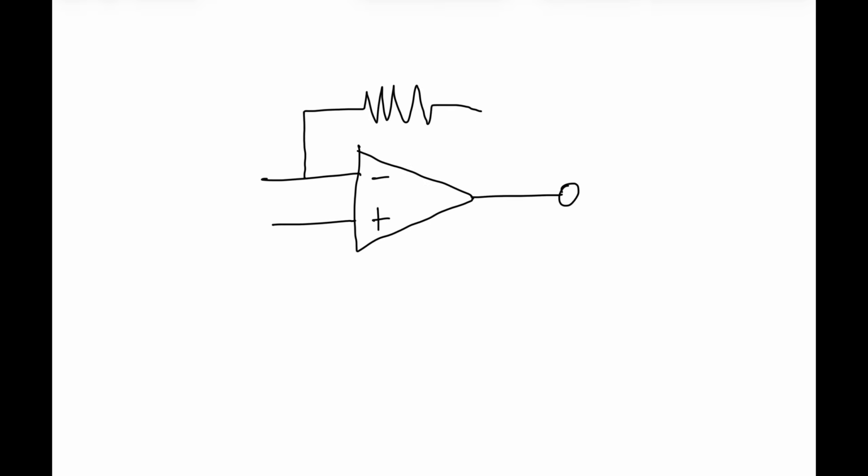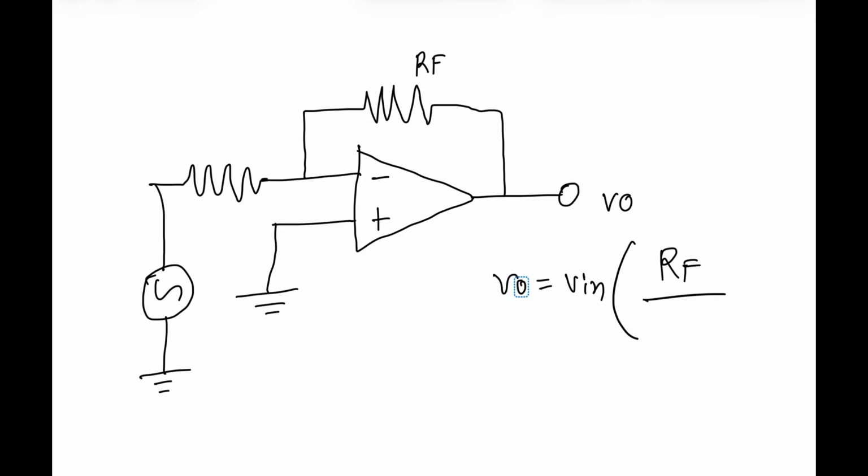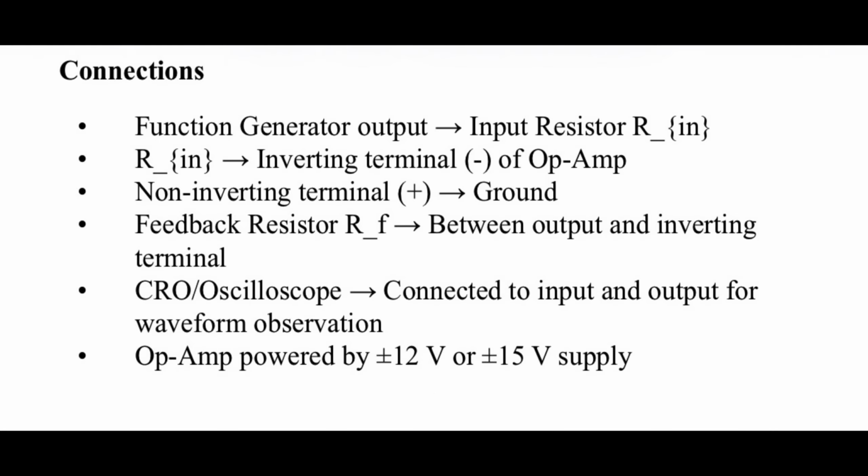Connections: function generator output to input resistor RIN, to the inverting terminal of the op-amp, non-inverting terminal plus to ground. Feedback resistor RF between output and inverting terminal. CRO, oscilloscope, connected to input and output for waveform observation. Op-amp powered by plus 12 volts or minus 12 volts supply.